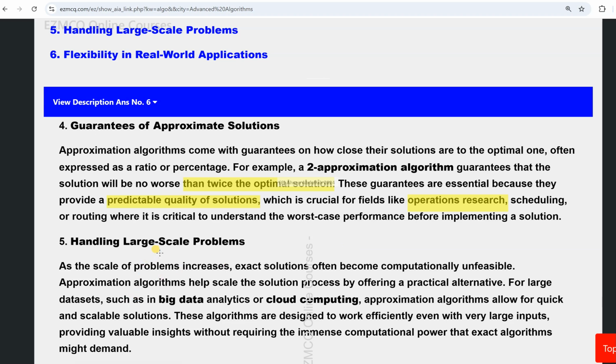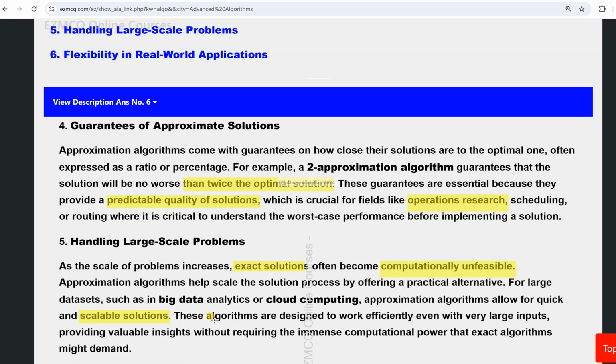Okay. Now, handling large scale problems, since we are not going towards the exact solutions. Why? Because they become computationally unfeasible, they are intractable. So, approximation algorithms are a practical alternative. And of course, they allow us to come up with quick and scalable solutions. Remember that these quick solutions are not guaranteed to be optimal.